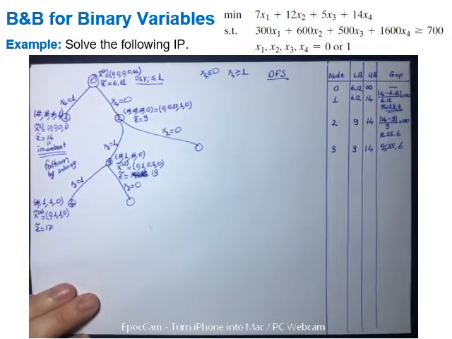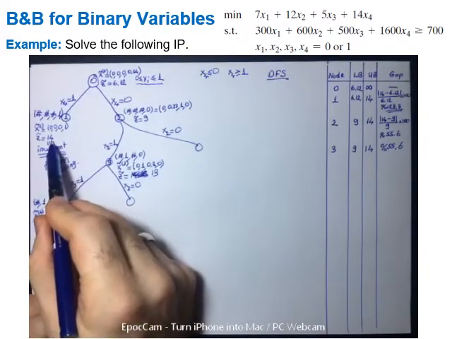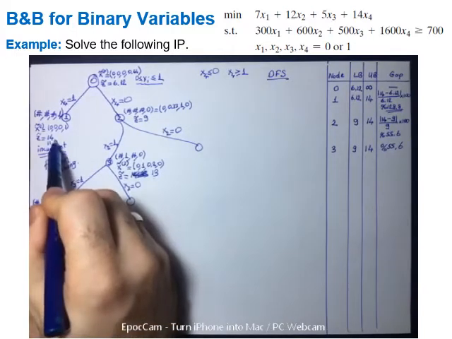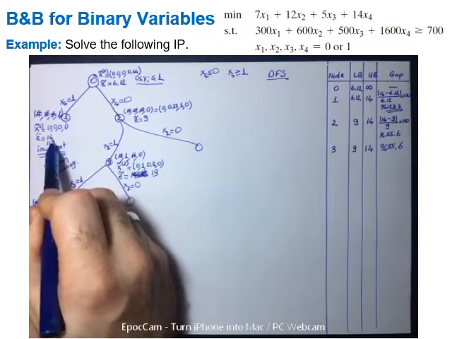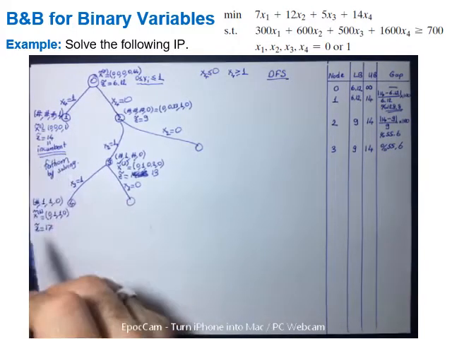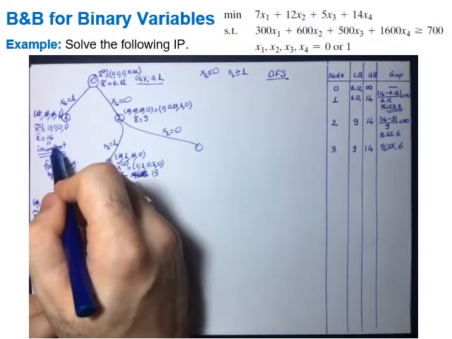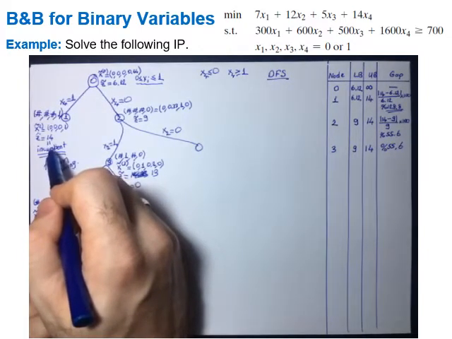Now I need to compare this integer solution with my previous best solution, my previous incumbent solution. It was 14. So this is a minimization problem. You always make this reasoning. Initially, my objective function best solution was 14. Now I found a solution which is 17. Which one is better? The previous one is better, right? So we keep the previous one.